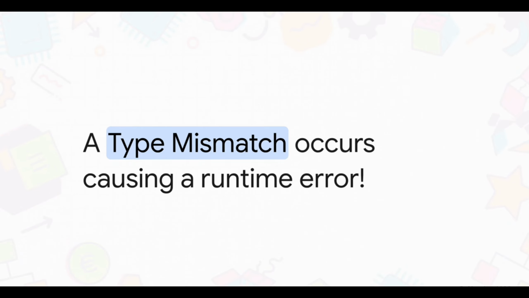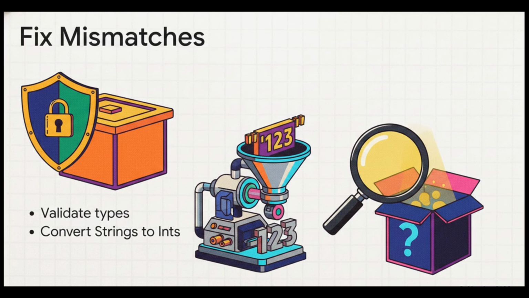But when it looks inside the first box and finds a number, and then looks inside the second box and finds a word, it simply doesn't know how to do arithmetic on text. It literally just throws its hands up and yells, "Type mismatch." So the absolutely crucial takeaway here is that data types aren't just there to be annoying rules. They are vital safety features designed to protect your code from breaking.